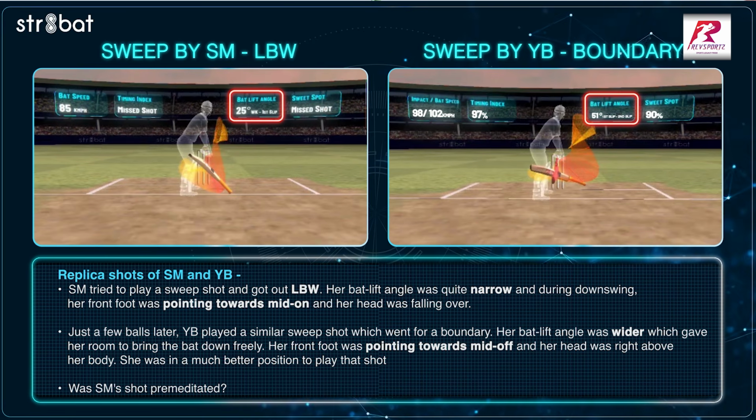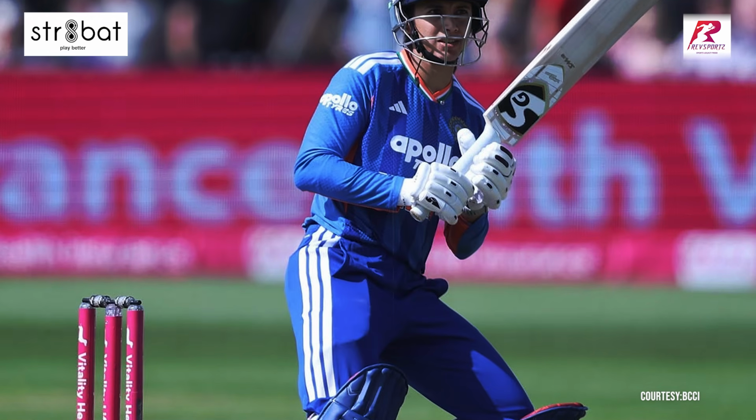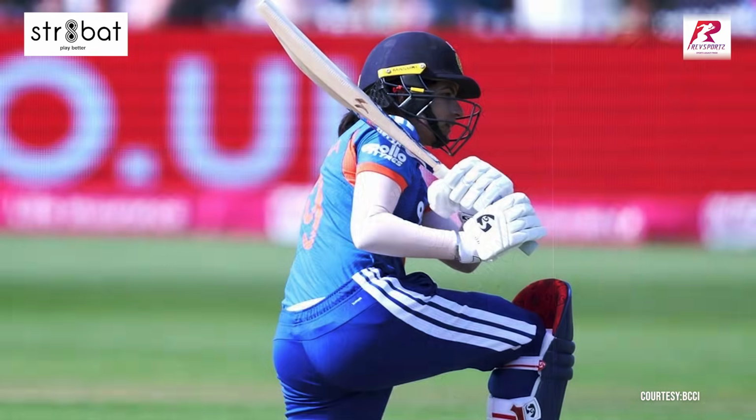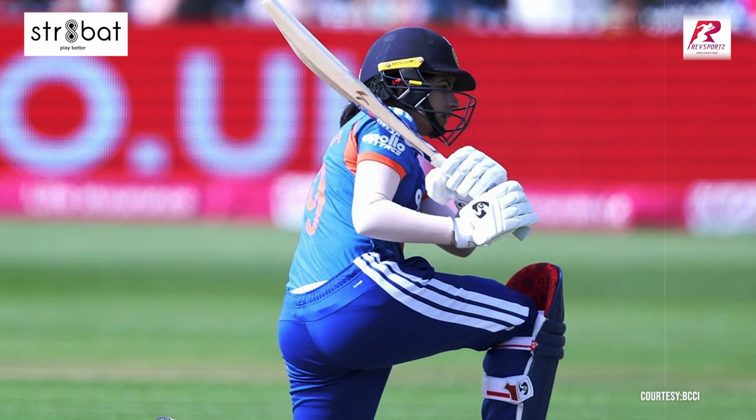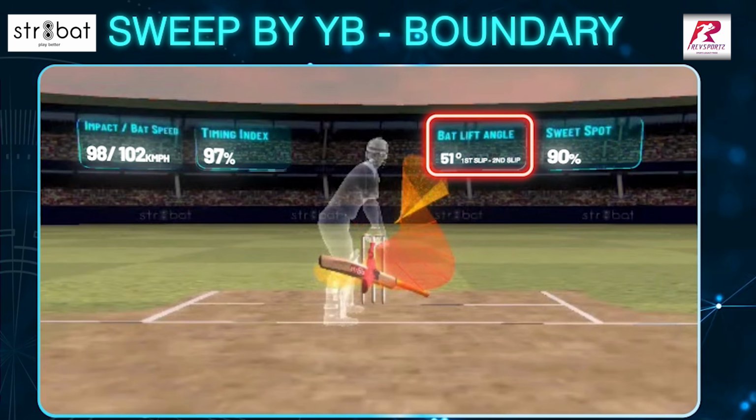You can see clearly that's why, with Smriti, the narrow downswing actually made her miss the shot. Whereas with Yastika, if you look at it, the timing index is 97% and the sweet spot 90%. The question does arise that with Smriti, was the shot premeditated, and is that the reason that she missed it?